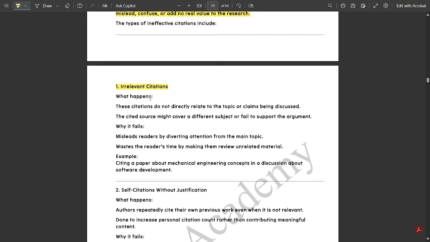What happens in these types of citations is that they do not directly relate to the topic or claims to be discussed. Why does it fail? It fails because it misleads the readers by diverting the attention from the main topic. Next, it wastes the reader's time. Time waste is very important. The time management won't be very effective.